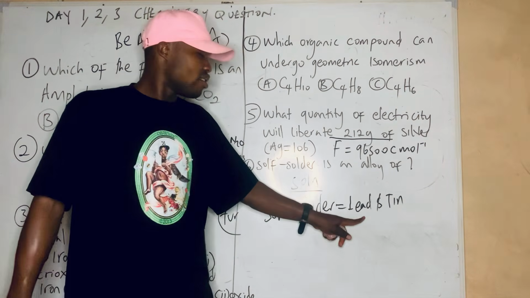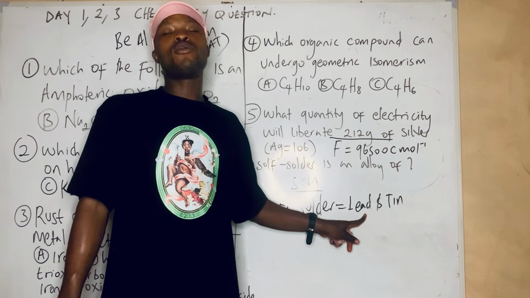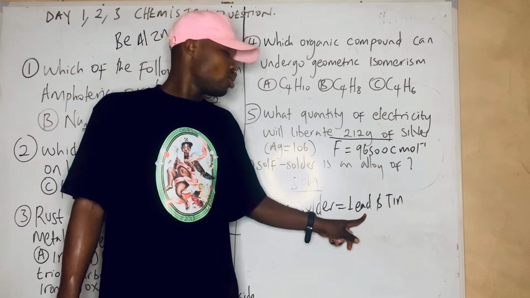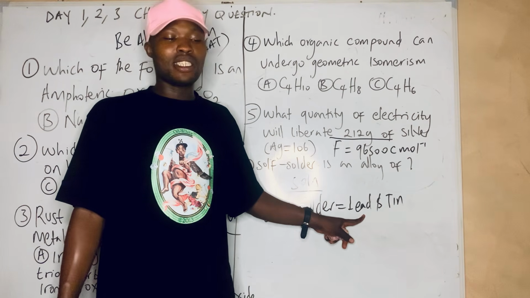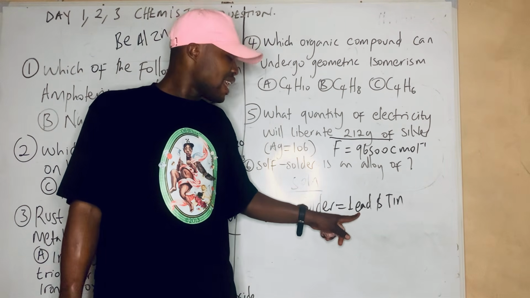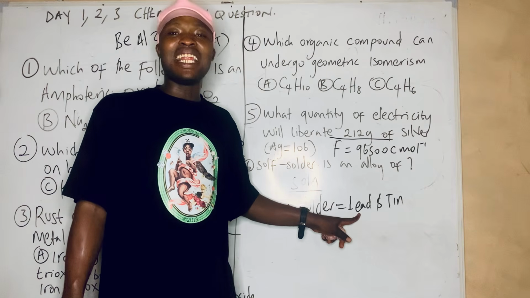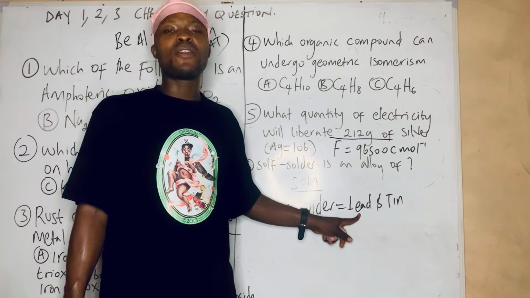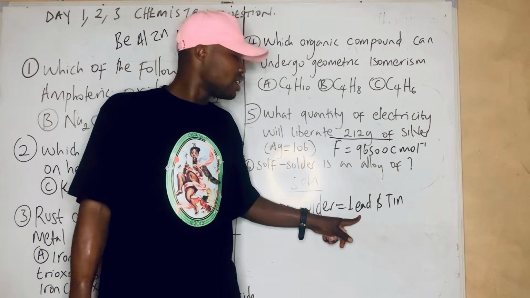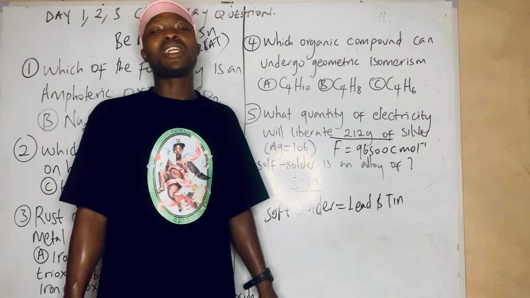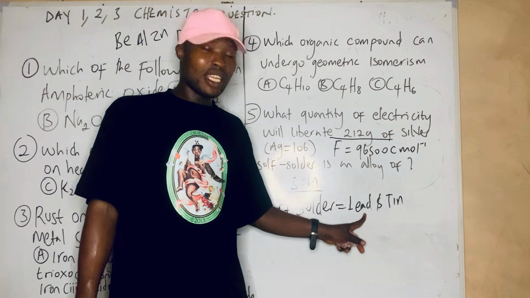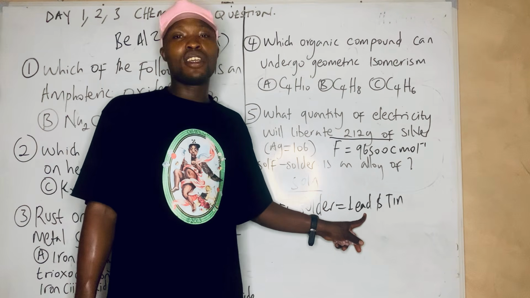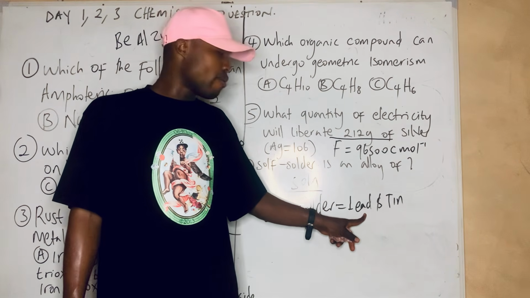Now, what was lead used for? Lead is used to make bullets also. The main ore of lead is galena. How do you extract lead from galena? If you're writing these days, just take note of this: you extract lead from galena by chemical reduction using coke in a furnace.